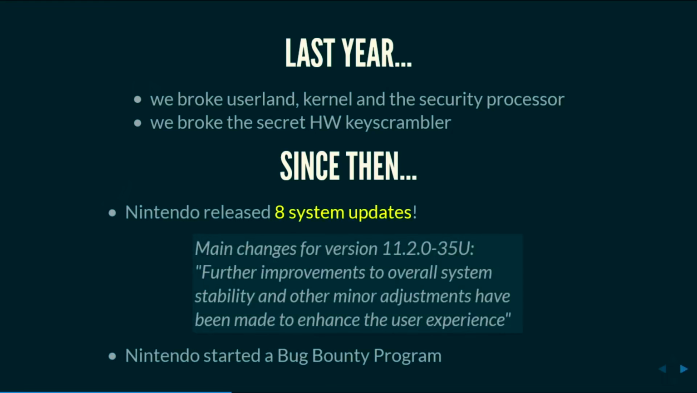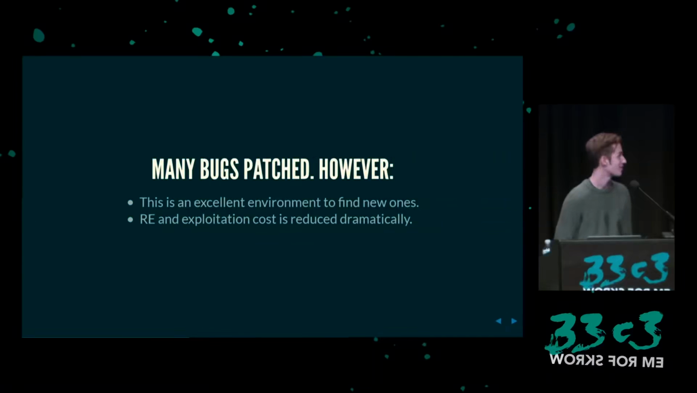So there's a lot of bugs getting patched, but because of the level of exploitation we got last year, it's actually really easy to find new bugs and new exploits. So what I want to emphasize here is that even though it's like a cat and mouse game, because we have so much control, we can exploit more difficult bugs on the latest firmware.